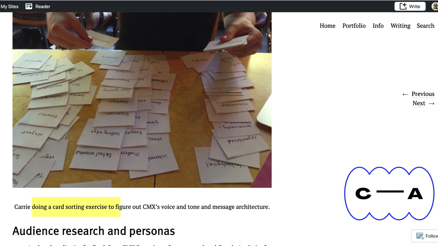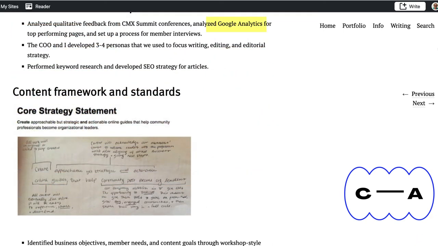Card sorting, Google Analytics, personas, SEO strategy. He would use all of those with another client. Although Clem doesn't list tools and techniques separately, there are many mentioned. I just called out some of them within the narrative.